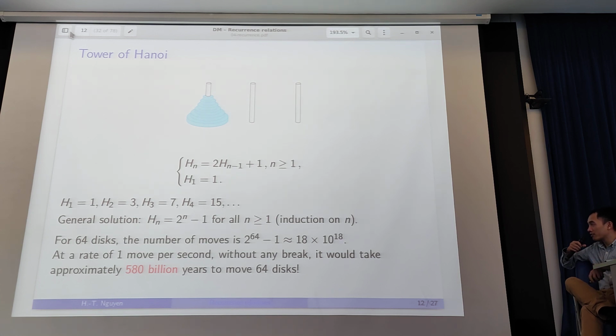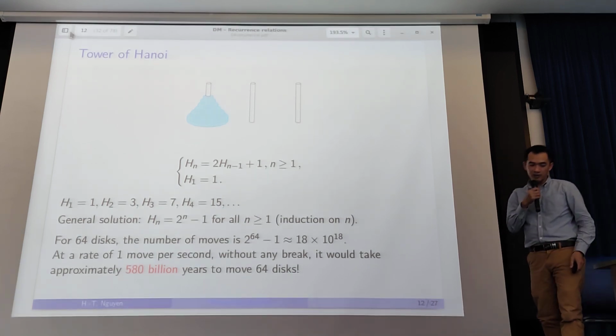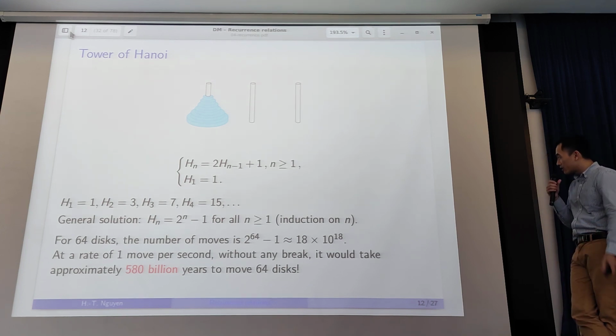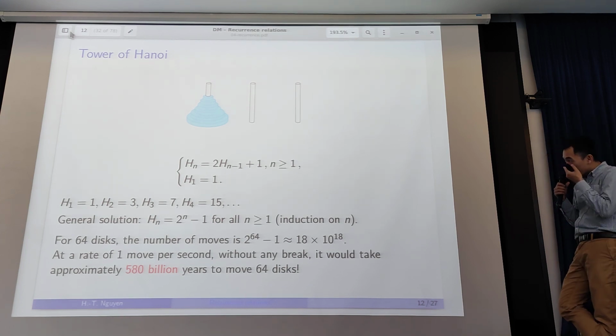almost 603 billion years. Okay, and you know that this far exceeds the age of the universe, so you don't have to worry about that old story about the monks and the end of the world. So in any way, the universe will be terminated long before the monks finish their work. Okay.